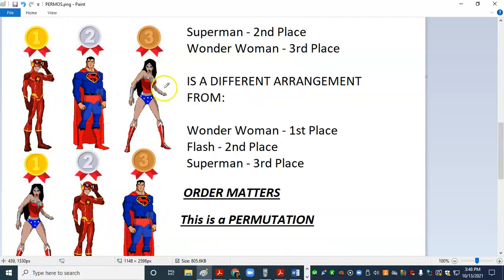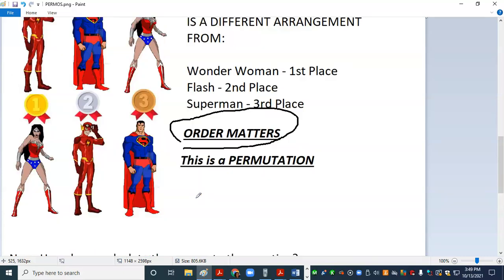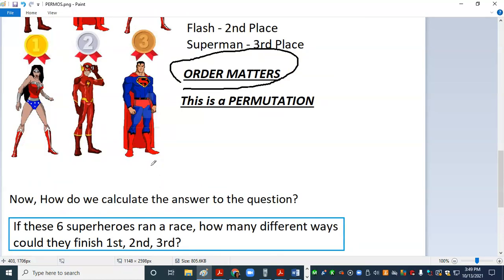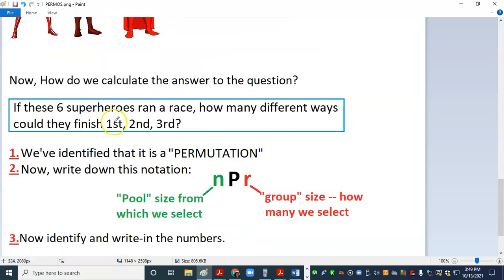So if I had this group and the same 3 guys come in a different order, the order matters. And if the order matters, it's a permutation. PM. Permutation, it matters. So how do we do a permutation? Well, we basically look at the same procedure, right? I try to keep my procedures similar. We're going to use almost the same procedure to solve the problem. So how do we calculate the answer to the question? If these 6 superheroes ran a race, how many different ways could they finish first, second, and third?